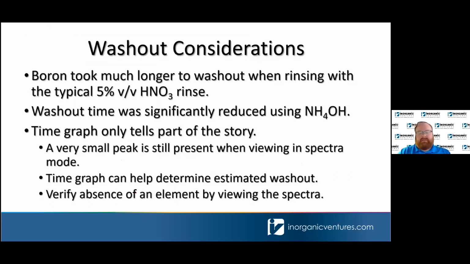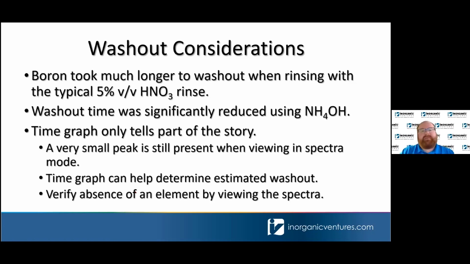So in summary of those previous slides, the boron took longer with the typical 5% nitric rinse. And James showed those graphs of which ones to avoid with nitric, and nitric makes them sticky. Boron's one of them. Bismuth is one of them. Tungsten, osmium, elements like that. They just take longer if you don't use something else with it. So when we switched it to the base, it got a lot better. But you've got to be wary of that.